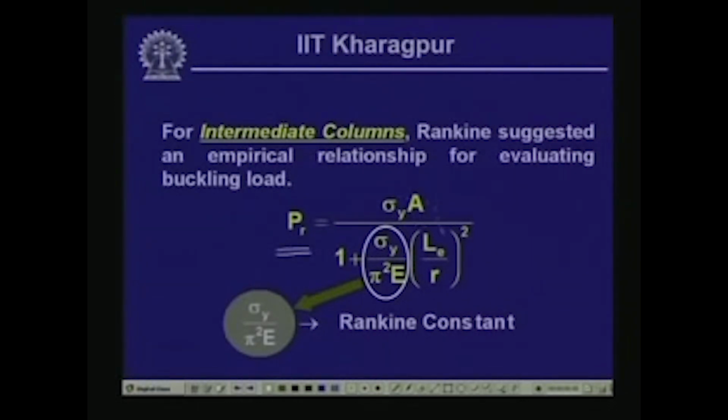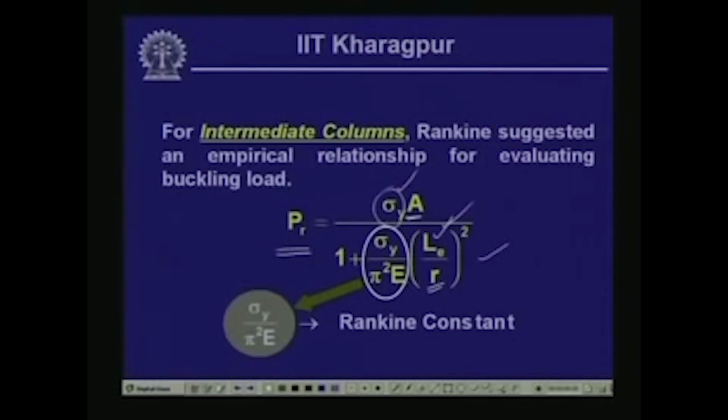given by sigma y times A divided by 1 plus sigma y by pi square E into LE by R square, where sigma y is the yield stress of the material, A is the cross sectional area of the column member, E is the modulus of elasticity, LE is the effective length, and R is the radius of gyration.